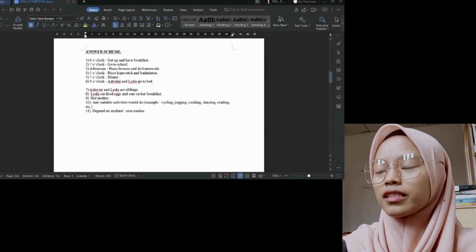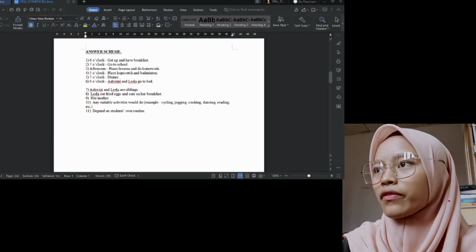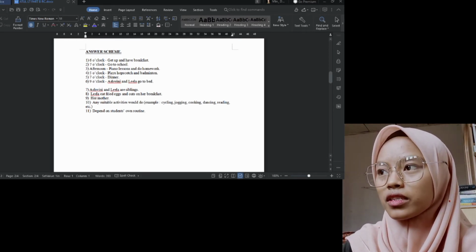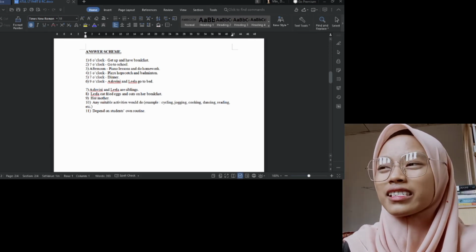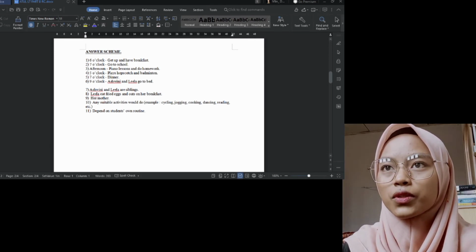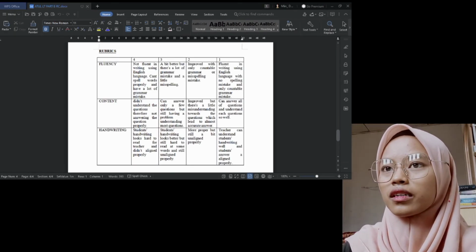These are the answers. This is the answer scheme for question 1 until question 11. However, question 11 actually depends on the students' own routine. And this is the rubric for the worksheet.